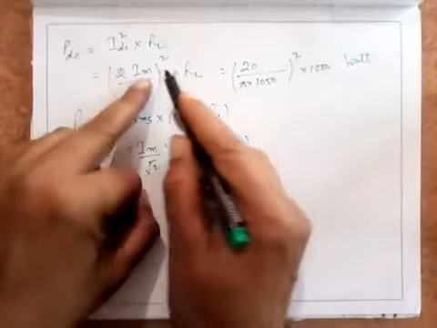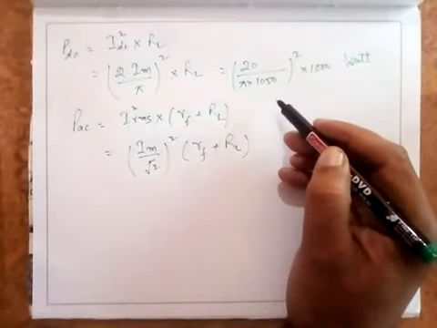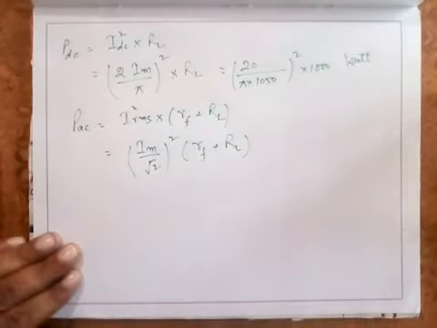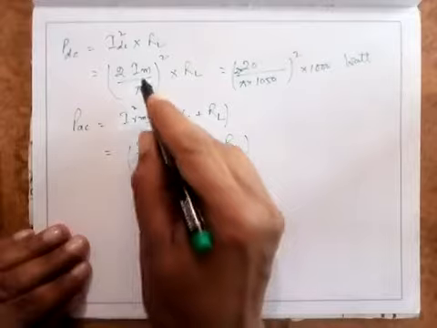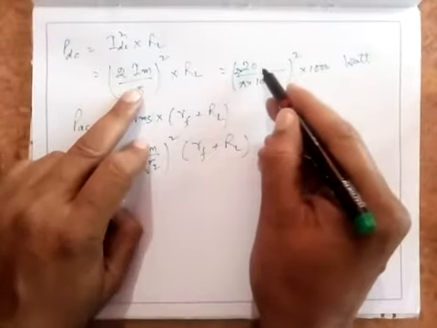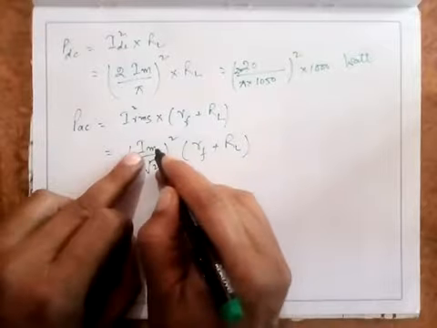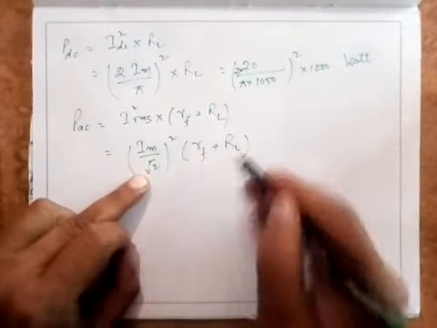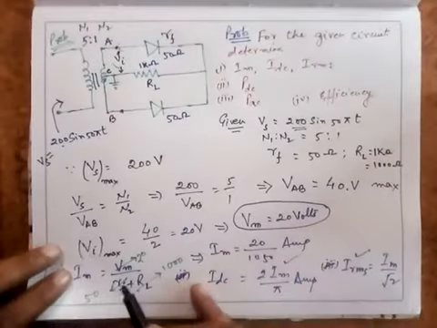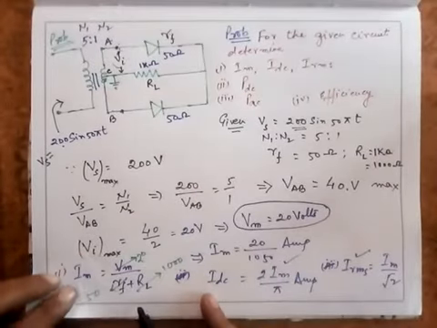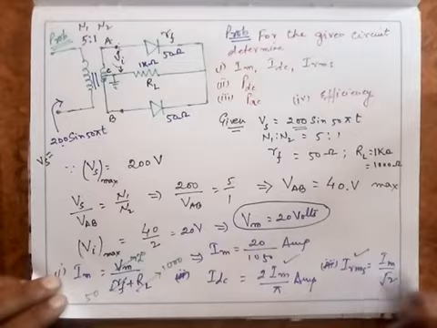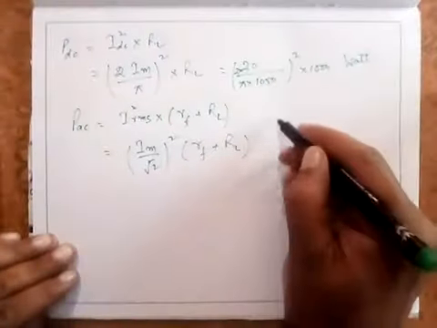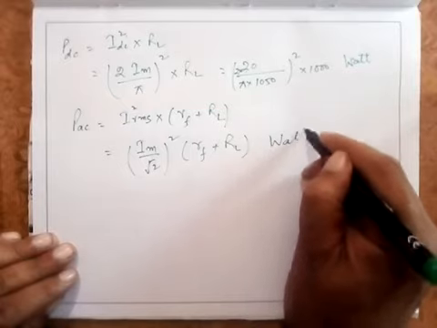Again you substitute this value of Im, twice Im by pi. I have written only Im by pi, so this 2 is missing here, I'm sorry. It is twice Im by pi. IDC is equal to twice Im by pi, so I have to use twice Im by pi. Similarly you can find Im by substituting: Im is equal to Vm upon Rf plus RL, equal to this much. IDC is twice Im by pi. So I hope that PDC and PAC are clear to you. Simply substitute the values.